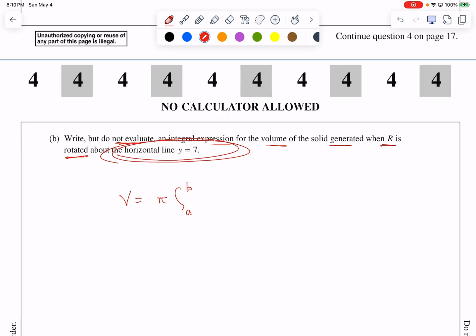Big R of Y squared. Well, is it going around a vertical axis of rotation or horizontal? Did I say Y? It's going around a horizontal axis of rotation, so is it R of X or R of Y? X. R of X, squared, minus little r, squared.